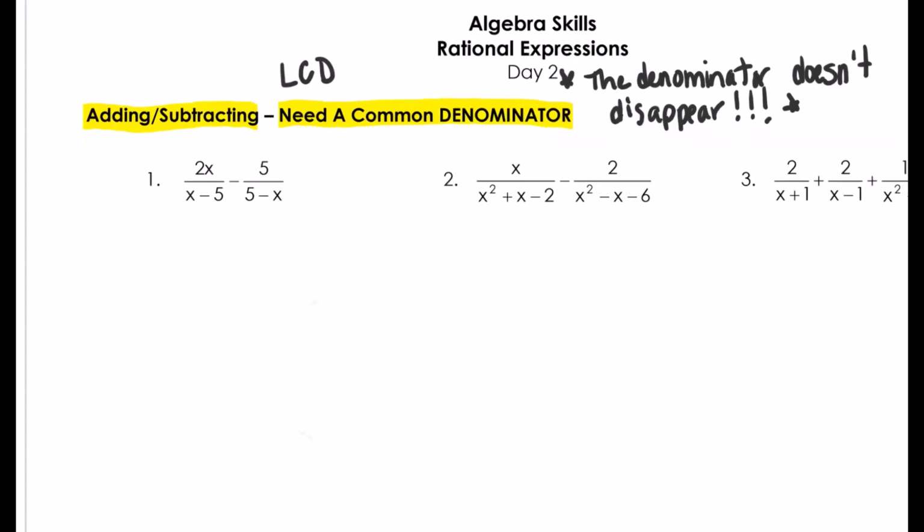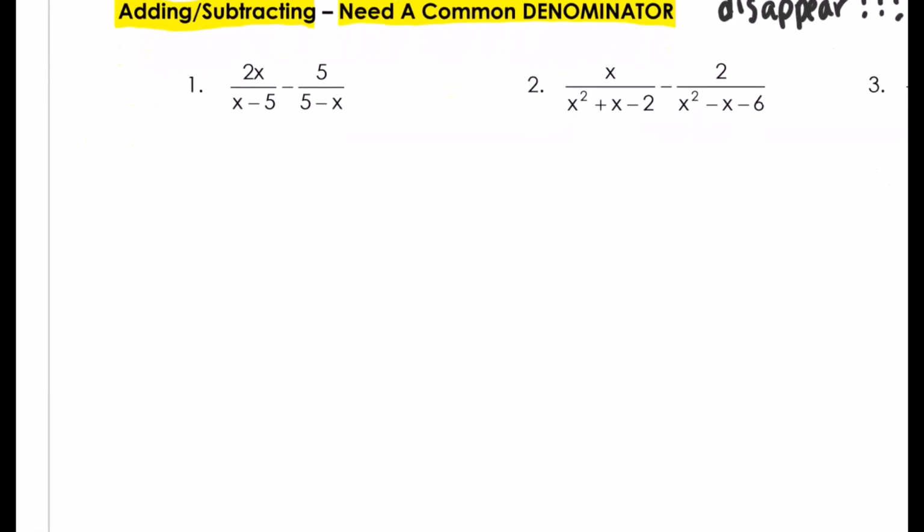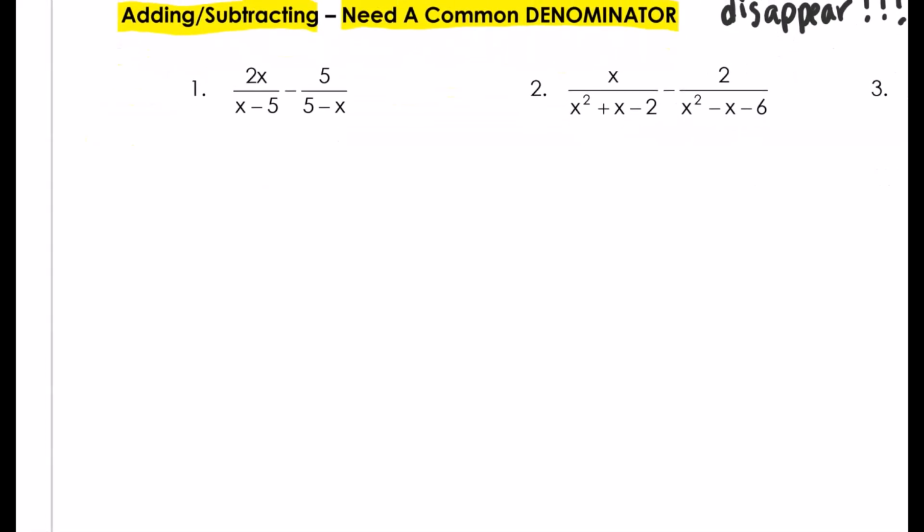All right, looking at number one, we've got 2x over x minus 5 minus the quantity 5 over 5 minus x. Notice that my second denominator is really close to the first one, but it's just opposite in sign. And notice that this would be equivalent to negative and then x minus 5, right? That would have the same value as the original. Then what I'm going to do is multiply, because we know a negative times a negative is going to turn into a positive.